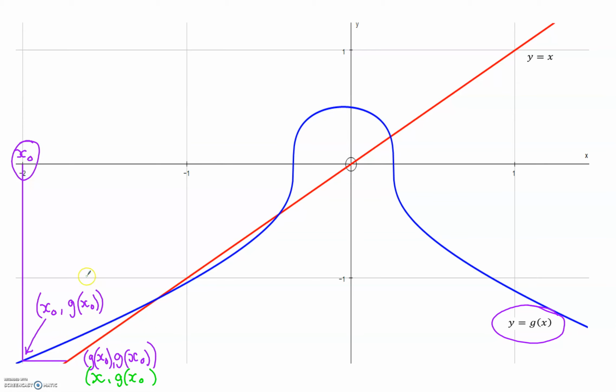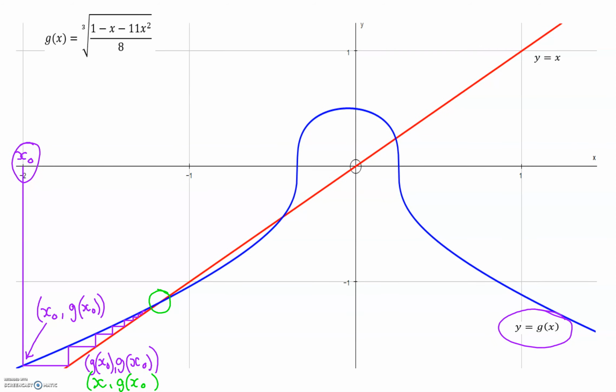And we're going to follow that. Again, you can see it's going to be a staircase pattern this time, and it's going to head up towards this point of intersection and our root. So I've drawn in the first few stages of the staircase diagram, and you can see that it's converging nicely onto that root. So what happens at the other two roots?